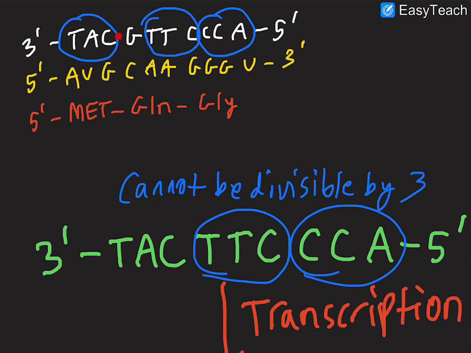Because look at what happened. Once we added guanine here, now the sets of 3 are different. We still have TAC as our set of 3, but then we have GTT as our new set of 3 and CCC as our new set of 3, and A is left alone. So that's going to end up being a whole new amino acid sequence.